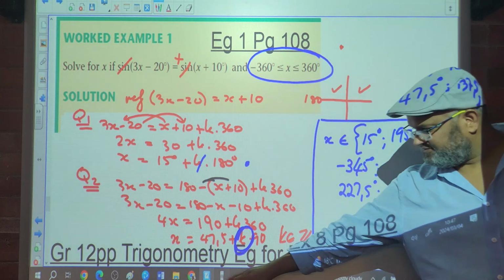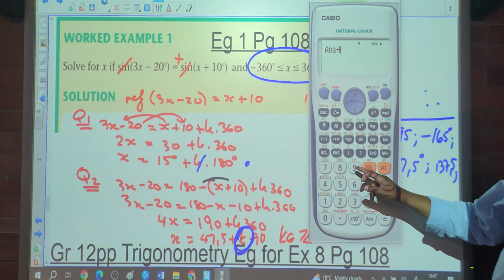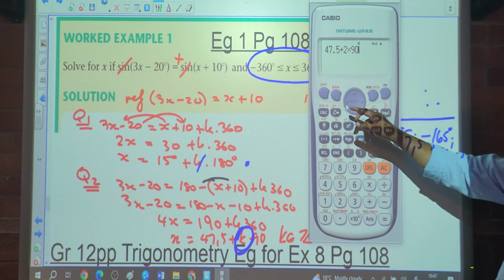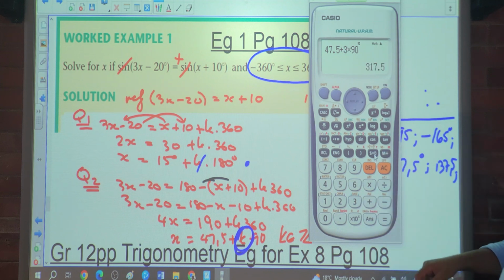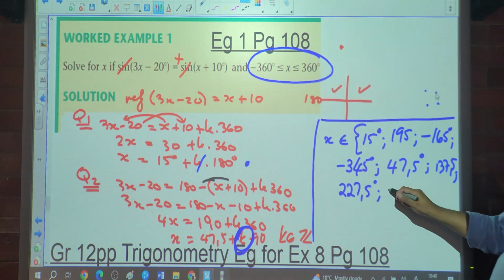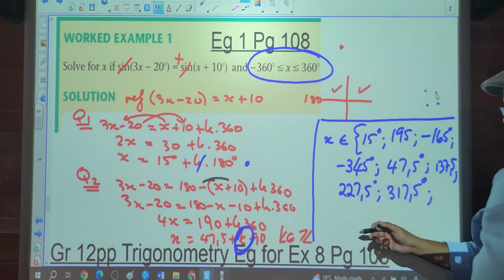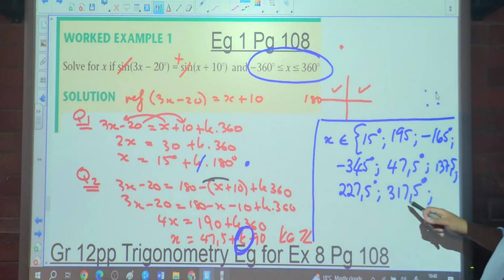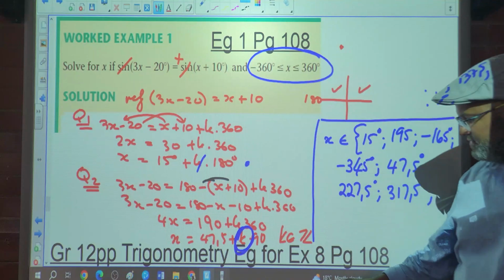Now put a 3 in. So that's going to give you 317.5. We're going to put 5 in. Then I'm going to get 407.5, which is outside that given domain. You guys understand? So what do I do now?